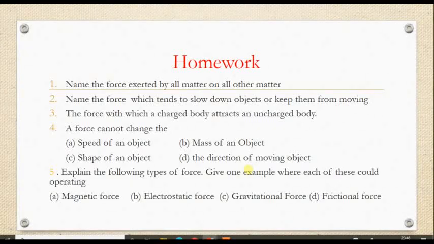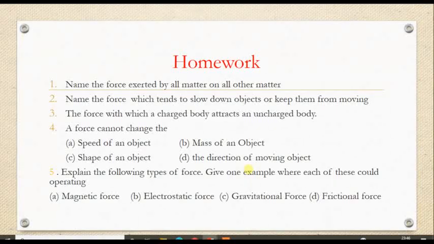Name the force exerted by all matter on all other matter. Second question, name the force which tends to slow down objects or keep them from moving. The force with which a charged body attracts an uncharged body. A force cannot change the speed of an object, mass of an object, shape of an object, the direction of a moving object. Explain the following types of force. You have to explain each term, each force here: magnetic force, electrostatic force, gravitational force, and frictional force. And you should give one example for each.